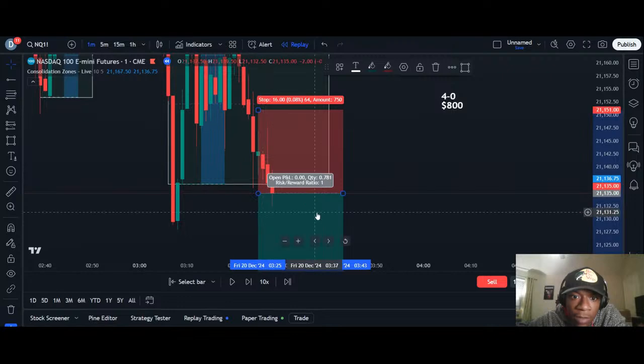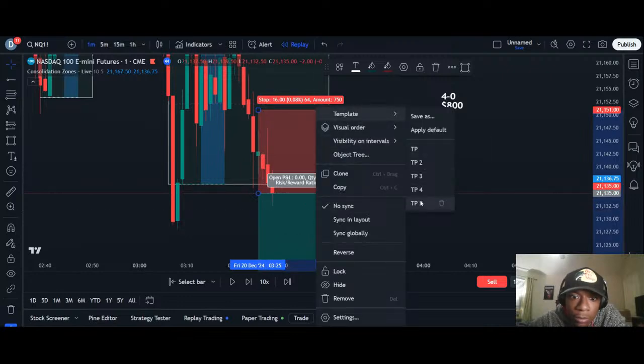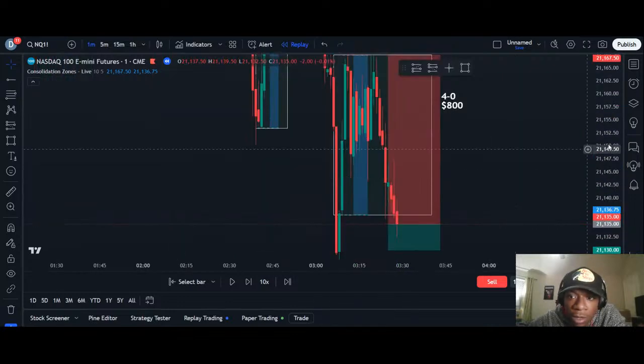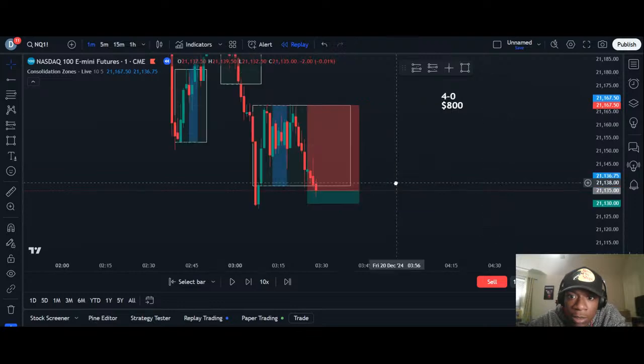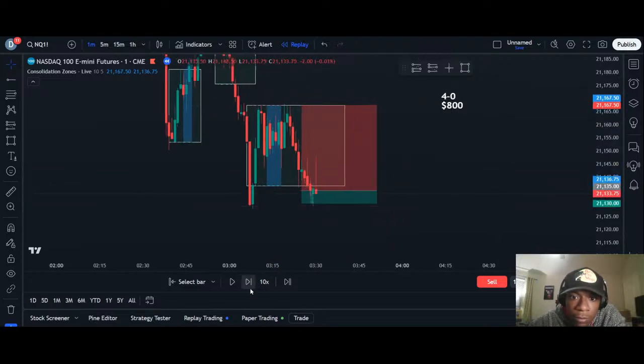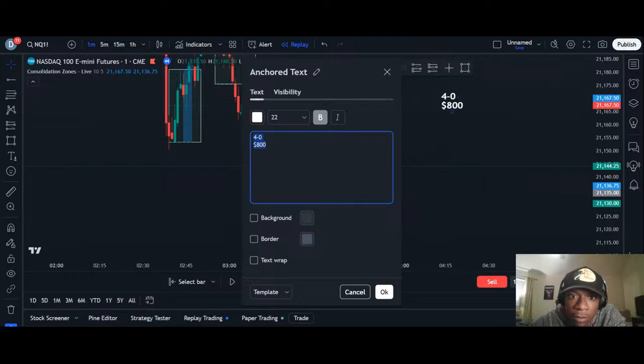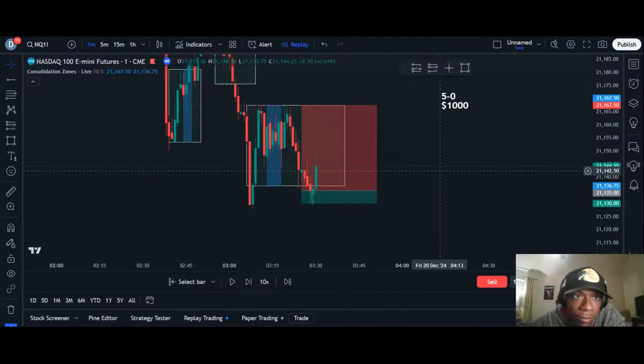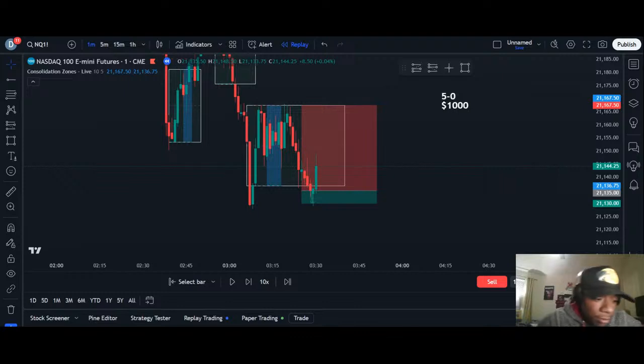Trade number 5, last trade of the day. Boom, TP5. Look how big our SL is. The odds are in our favor. Let's see if we win. TP smash. There you go. 5-0. So boom, that'd be your $1,000 for the day. You close your laptop, you say thank God, and you go get something to eat.